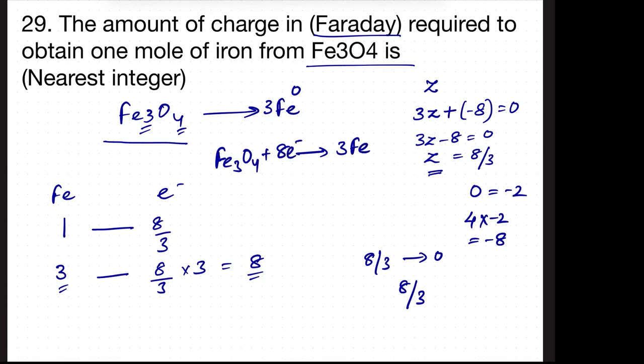metallic iron. Now to obtain 3 moles of iron atom, 8 moles of electron is required. Therefore to obtain 1 mole of iron atom, the moles of electron required is 8 by 3 moles of electron. So according to the question, the amount of charge in Faraday required to obtain 1 mole of iron. So to obtain 1 mole of iron, 8 by 3 moles of electron is required.